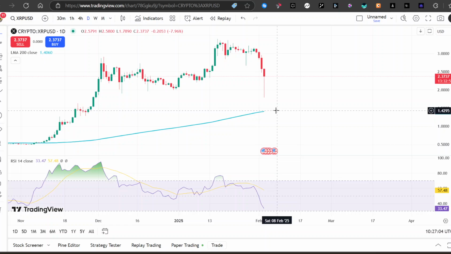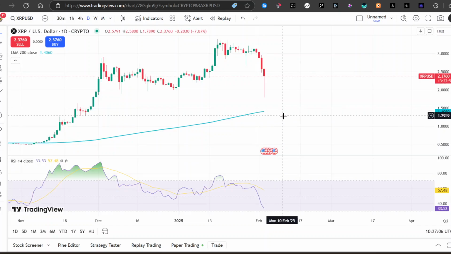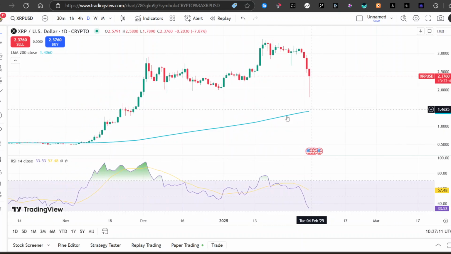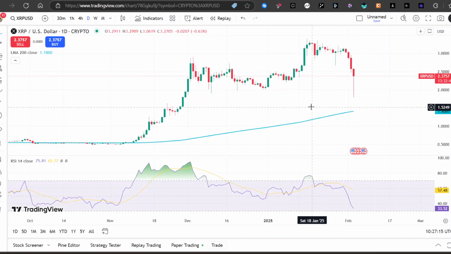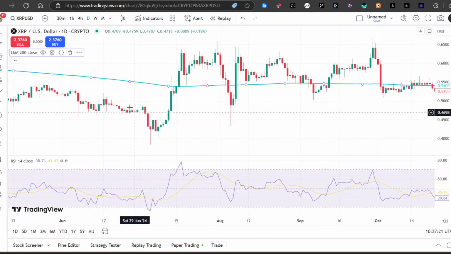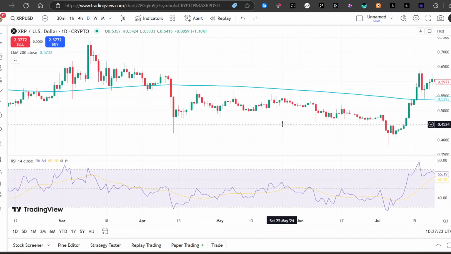All right. Now, how do you exactly use the LMA in a trading strategy? So here are 3 powerful ways. The first is identifying trends. When the price stays above the LMA, it's an uptrend. When the price stays below the LMA, it's a downtrend. It's as easy as that.